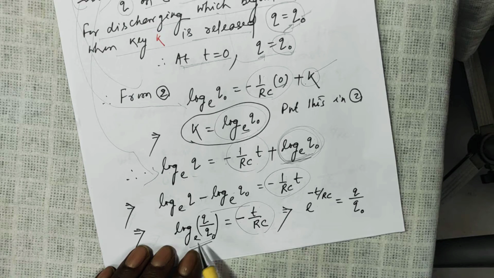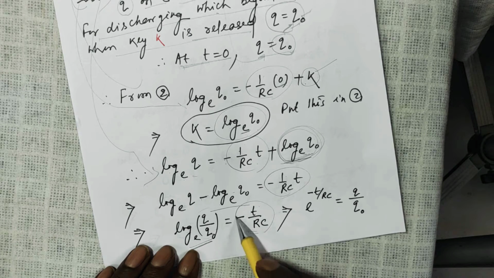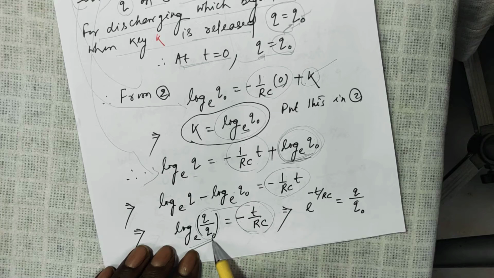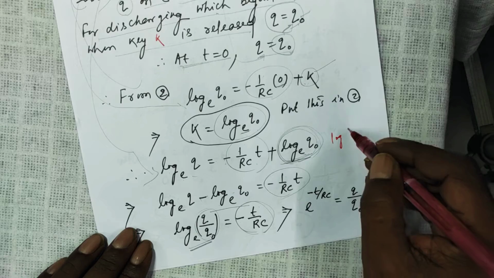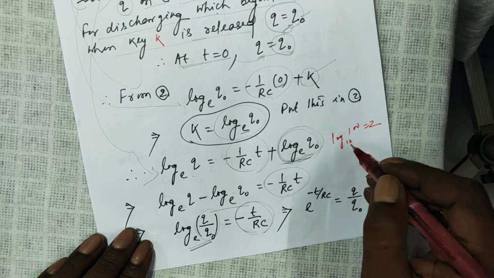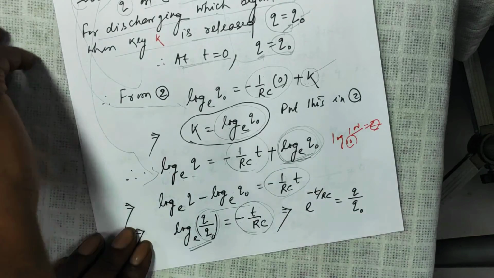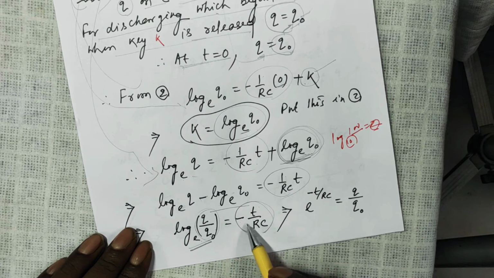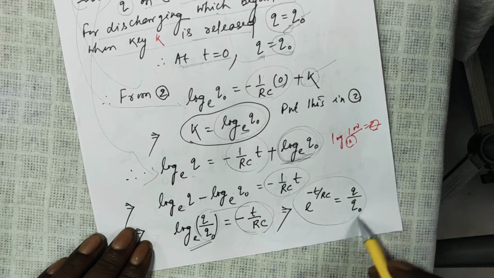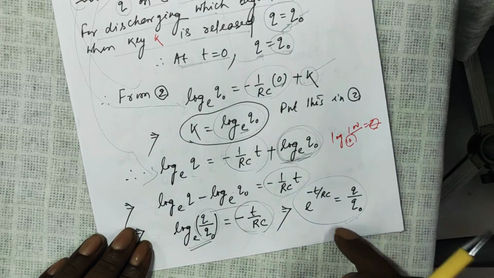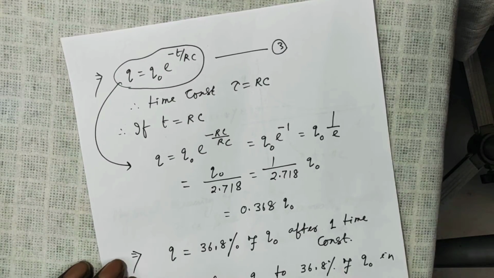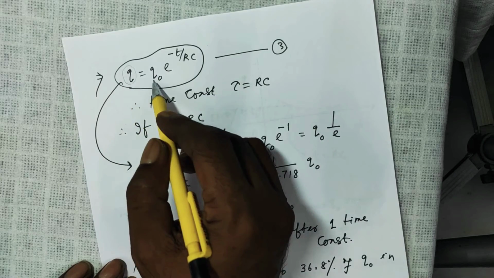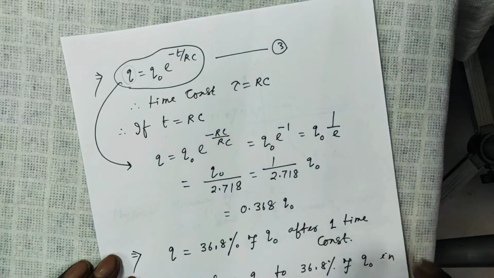So what is the meaning? Therefore, E to the power this will be equal to Q over Q naught. That I have explained to you time and again. Log of 100 with respect to base 10 is 2, means 10 to the power 2 is 100. That I have explained to you. So E to the power minus t over RC is equal to Q over Q naught. Now cross multiply this term. So now cross multiplying, Q is equal to Q naught E to the power minus t by RC.